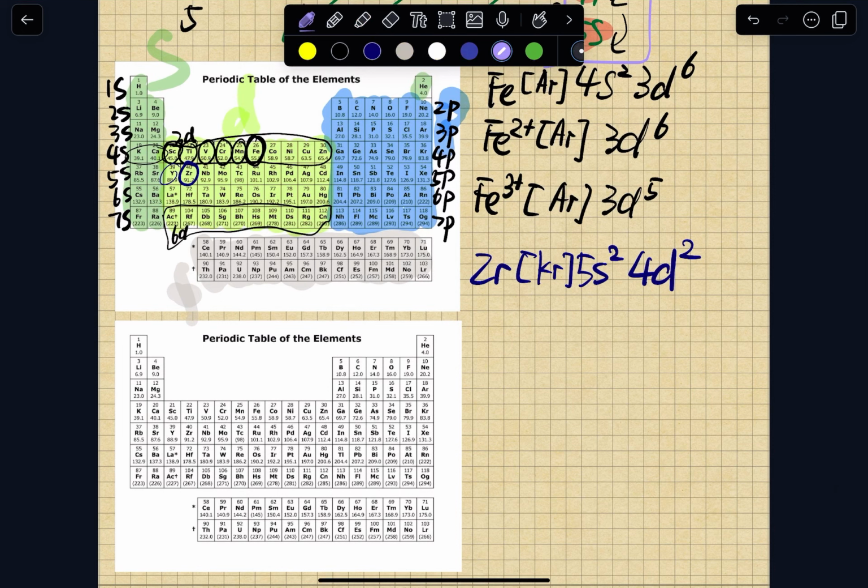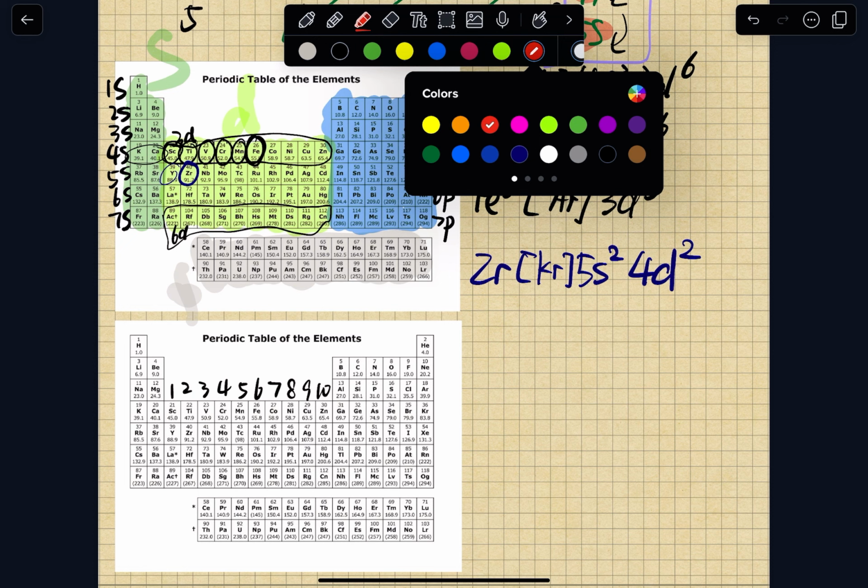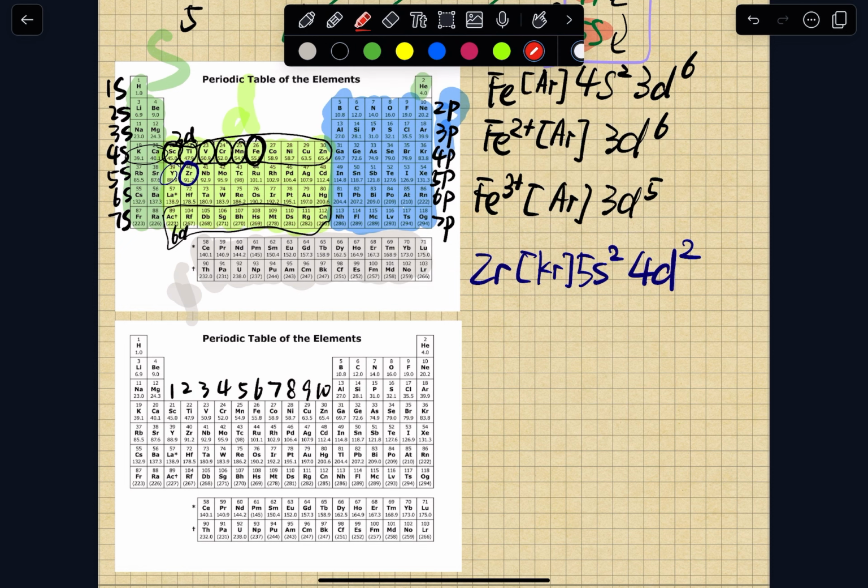Let's label the d block. The d block has column 1, 2, 3, 4, 5, 6, 7, 8, 9, 10. There are 10 columns in the d block, and to understand the exceptions, you have to have a mental idea about column 4 and column 9. So what's special about 4 and 9?